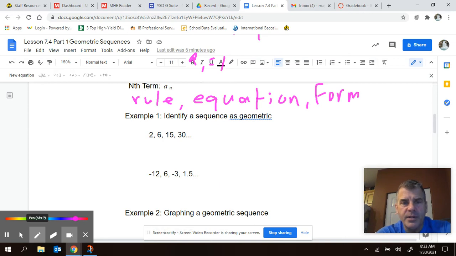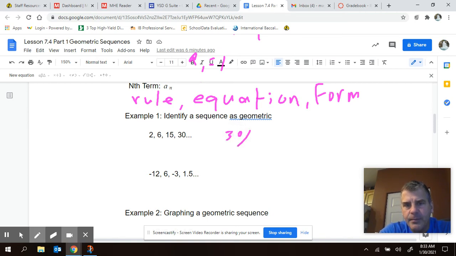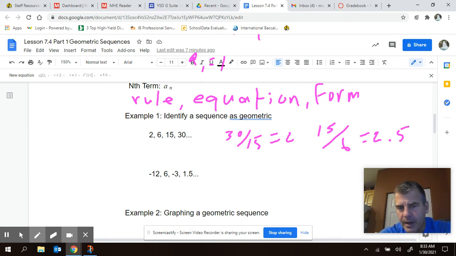We know this is geometric or not by taking any term in there and dividing it by its previous term. So let's just go backwards from this. If we go 30 divided by 15, that gives us 2. And then 15 divided by 6 is obviously not 2. It's 2.5, I believe, something like that. Well, we know because of that, those are not the same multiplier.